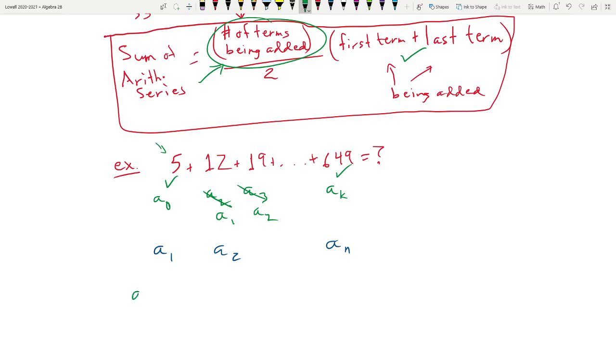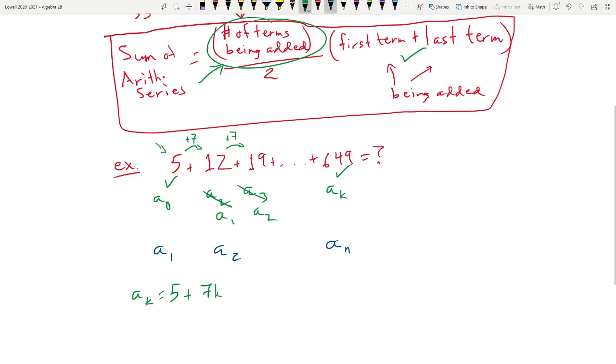So the equation: A sub K would be equal to, let's see, the 0th term is 5, so 5, and my common difference we can see is plus 7. By the way, before you even try to use this formula, make sure it is indeed an arithmetic series, which it is, I believe, because it's adding 7 each time, at least as far as we can tell from here. Plus 7, plus 7. So our equation is going to be 5 plus 7n, or sorry, 7k in this case.